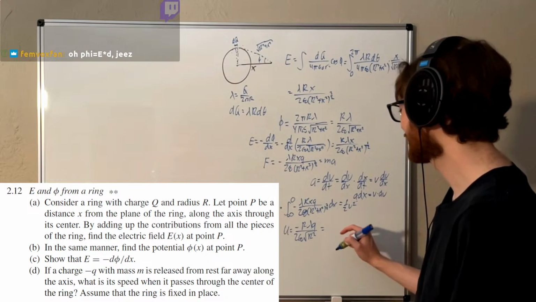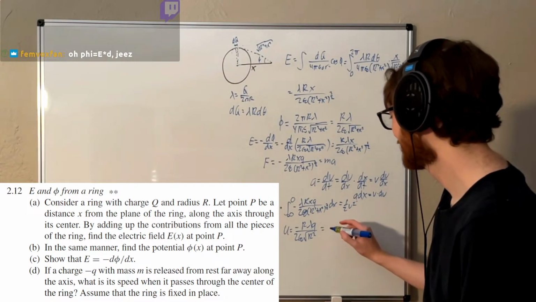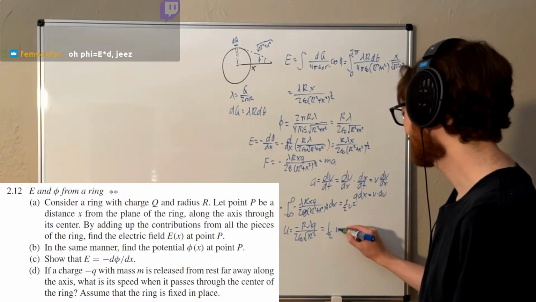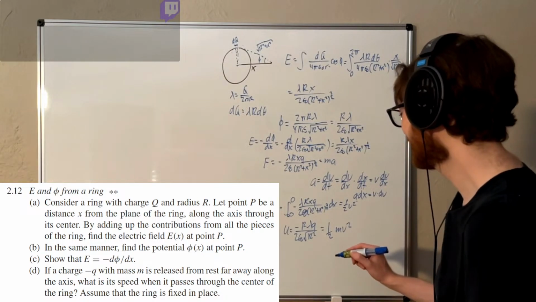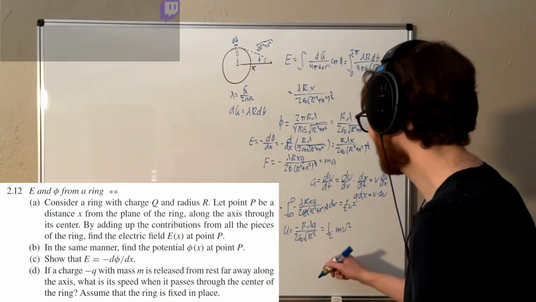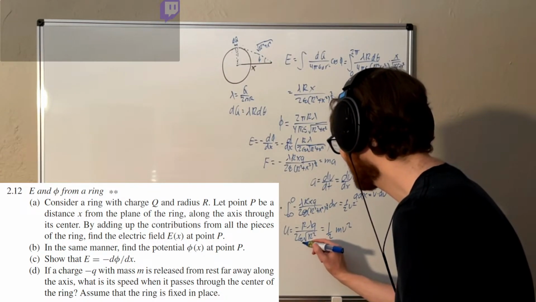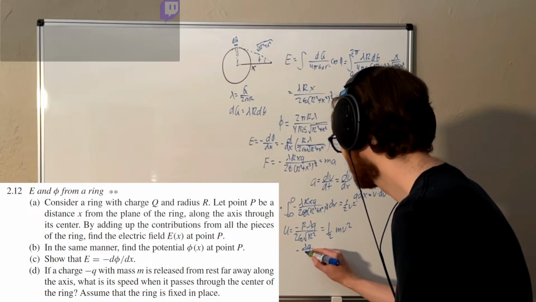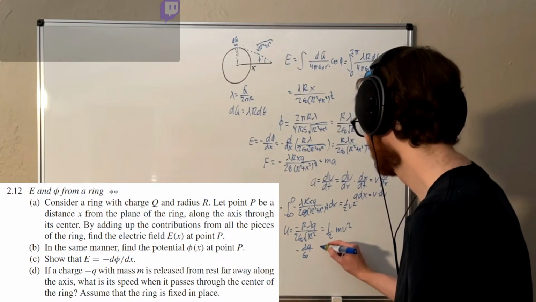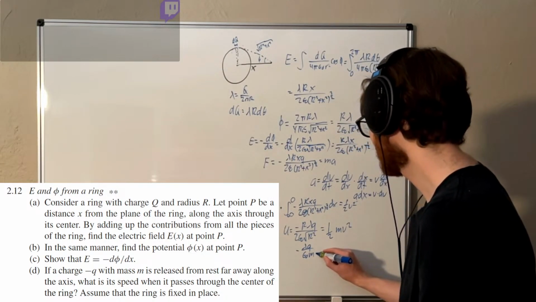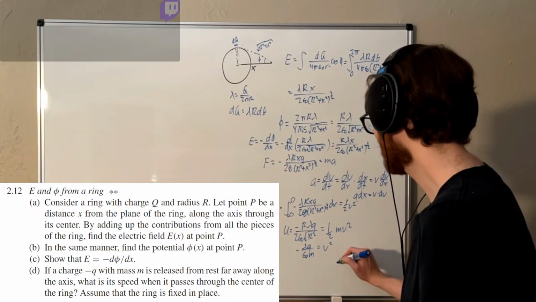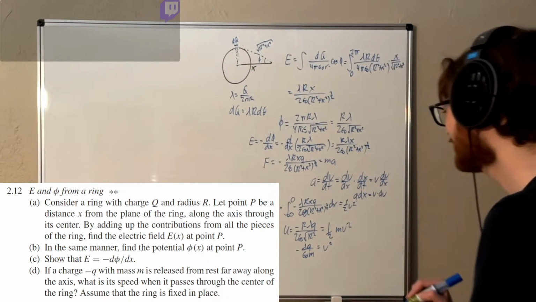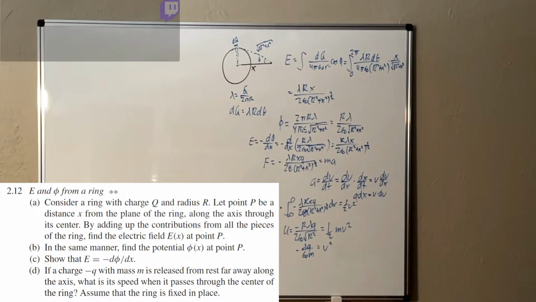Root r squared, because we're taking x to be 0, equals 1/2 m v squared. The r's cancel out entirely, which is kind of interesting. m equals v. That minus sign kind of throws a wrench into it. I mean, we'd have root r squared.